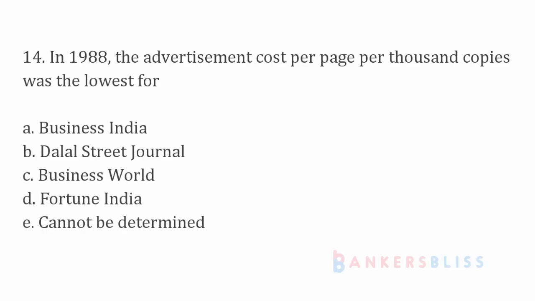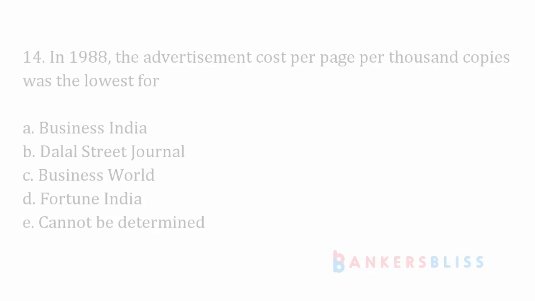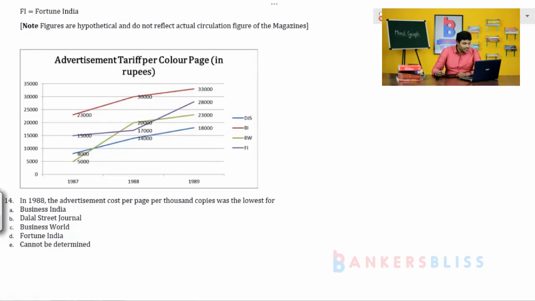Let's go to the next problem, problem number 14. In 1988, the advertisement cost per page per 1000 copies was the lowest for which magazine? The options are Business India, Dalal Street Journal, Business World, Fortune India, and cannot be determined. Cannot be determined is not the answer, you can determine. Let us take first Dalal Street Journal. Dalal Street Journal is blue color, that is 14,000.